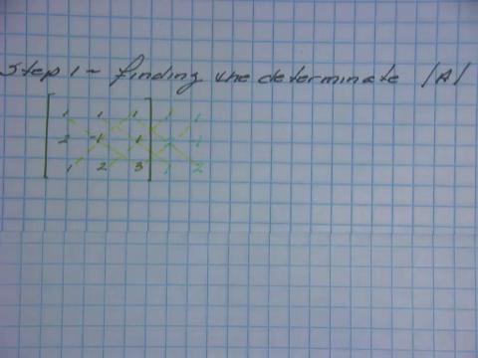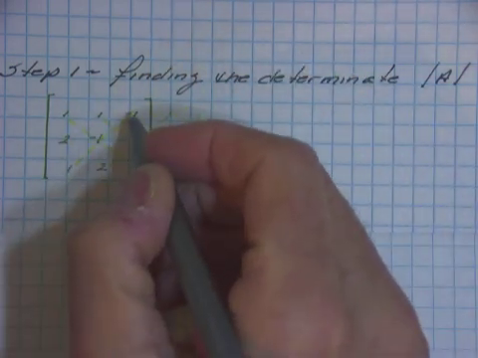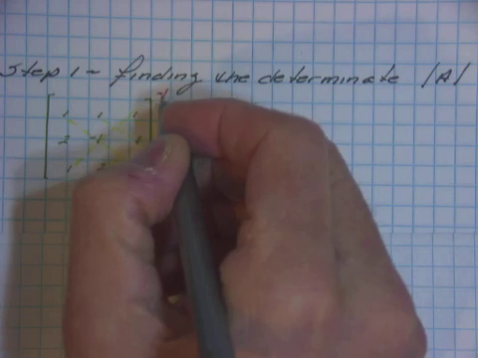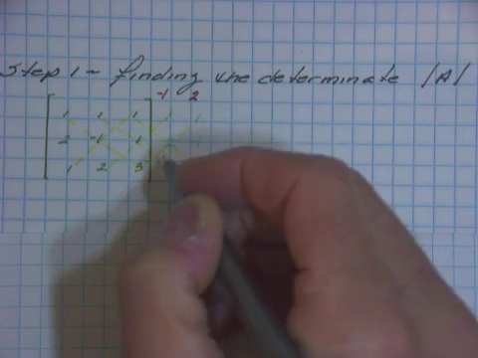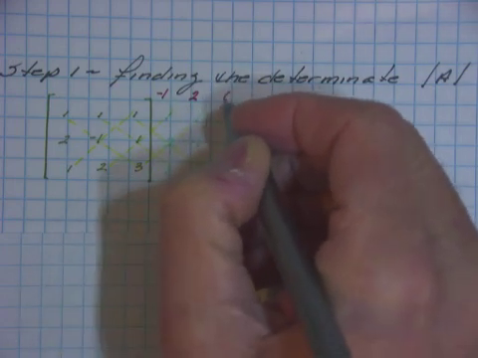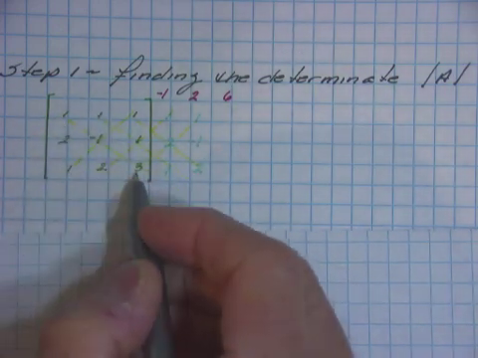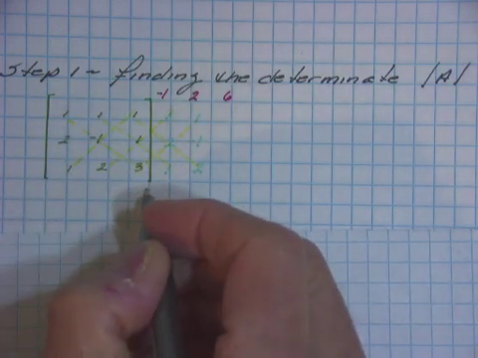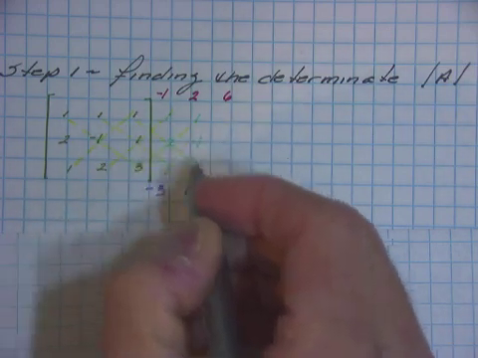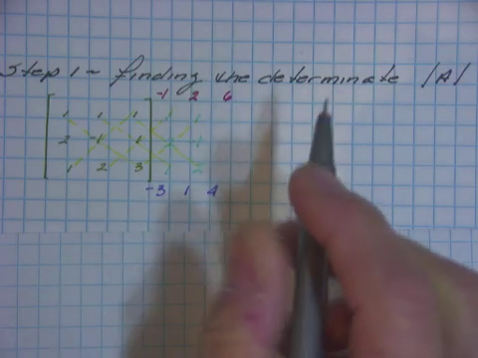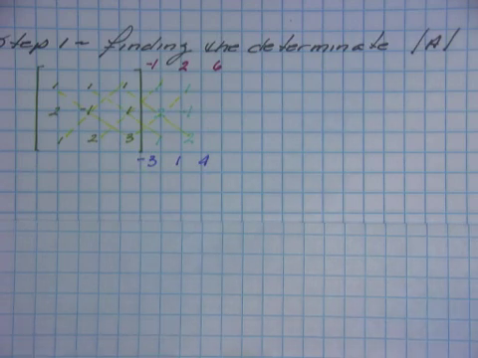We're going to multiply the numbers along those diagonals. Let's do the ones on top in red. So 1 times negative 1 times 1 is negative 1. 2 times 1 is 2. And 3 times 2 times 1 is 6. Then 1 times negative 1 times 3 is negative 3. 1 times 1 times 1 is 1. And 1 times 2 times 2 is 4.